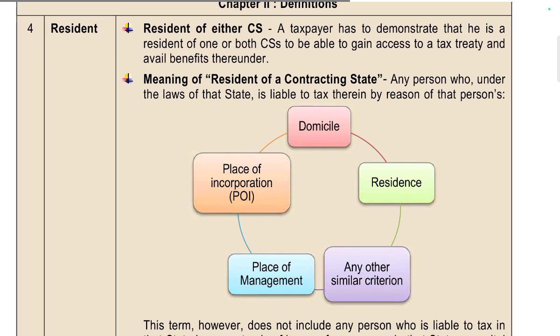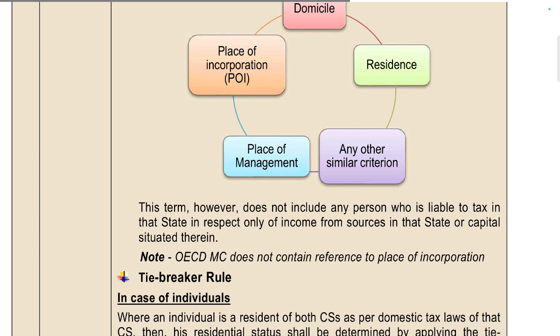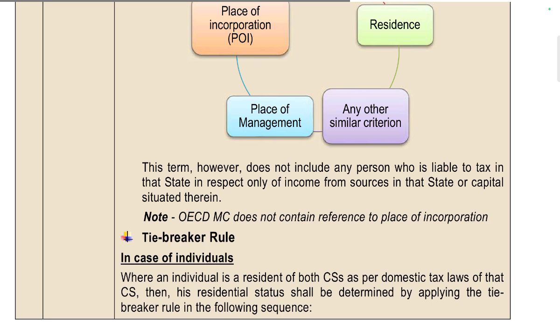Meaning of resident of a contracting state: a person who, under the law of the state, is liable to tax therein by reason of such person's domicile, residence, place of management, place of incorporation, or any other similar criterion. The term does not include any person who is liable to tax in the state in respect of only income from sources in the state or capital situated therein. Now, OECD MC does not contain a reference to place of incorporation.